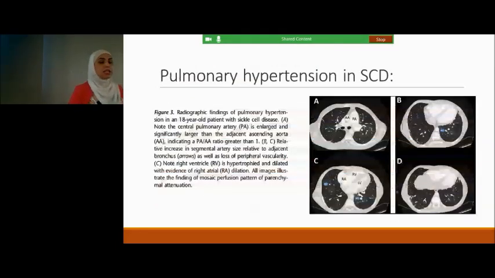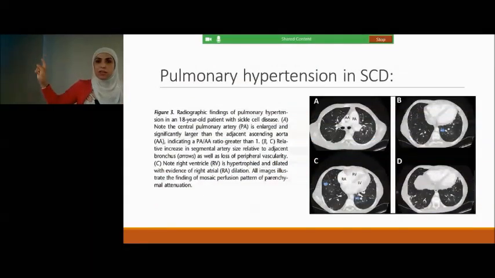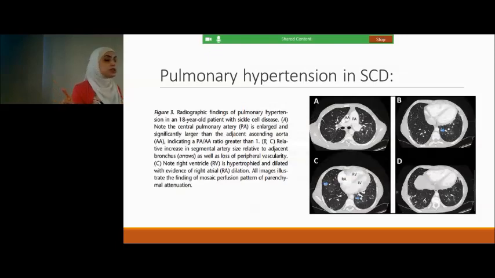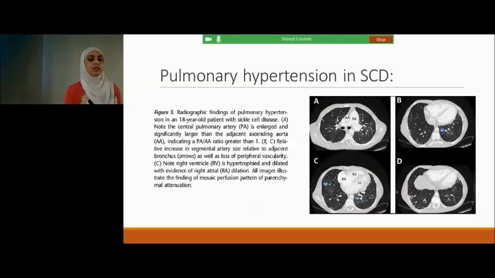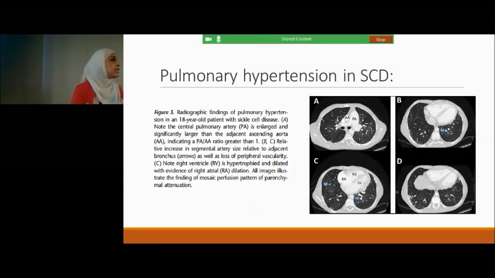Nice CT scan that shows you on figure A, you can see the dilated pulmonary artery, and you can see on C the dilated right atrium and right ventricle. Hopefully you can see that on the graph.